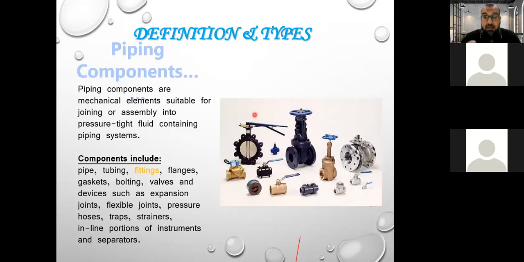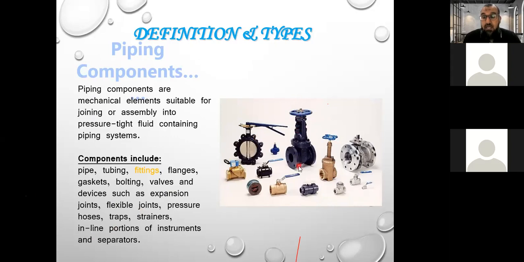As I said, there are piping components in the piping itself. A piping component is a fitting or assembly to connect pipe to pipe. If you want to connect pipe to pipe, you have to have an assembly to connect them. These fittings and assemblies are called piping components, like flanges, gaskets, this kind of component, and valves.